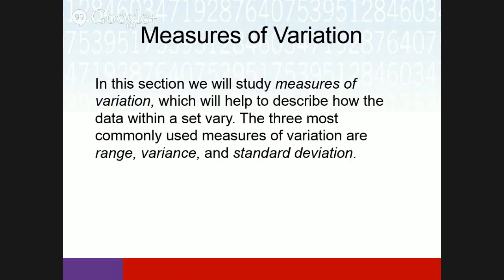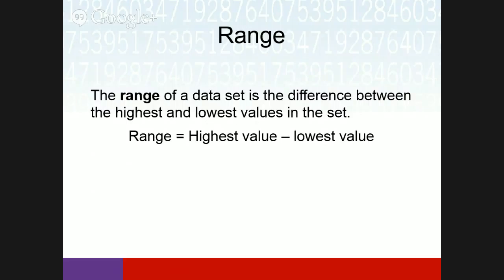So in this section, we study the measure of variance, which will help describe how the data points vary. And I talked about the three most commonly used ones: range, variance, and standard deviation. Range is the easiest one to calculate because you take the highest value minus the lowest value. Last section, we calculated the mid-range. We took the highest minus the lowest divided by 2. That's the mid-range, and that's almost a measure of average. It gives us a rough idea of where we think the average might fall.